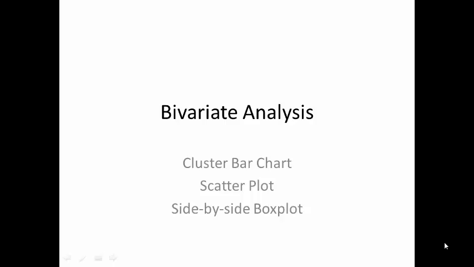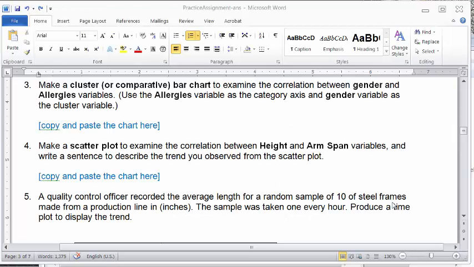In this video, I will show you how to use R Commander to do bivariate analysis. It includes making a cluster bar chart, contingency table, scatter plot, and side-by-side box plot. Bivariate means two variables. So bivariate analysis means analyzing the association between two variables.